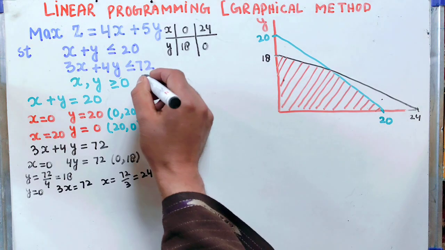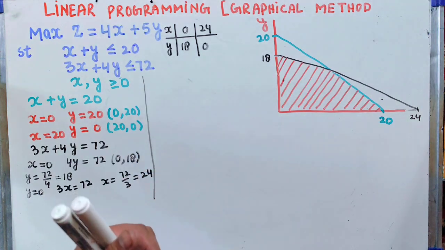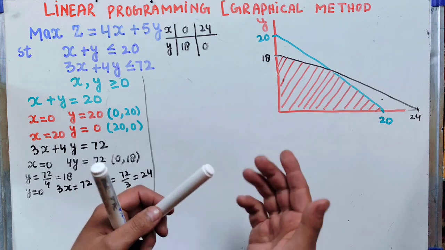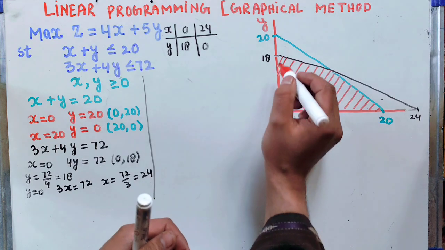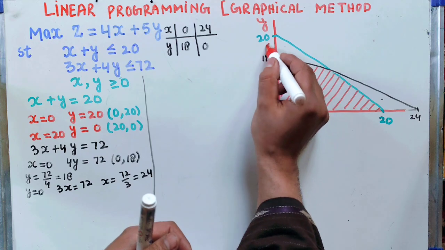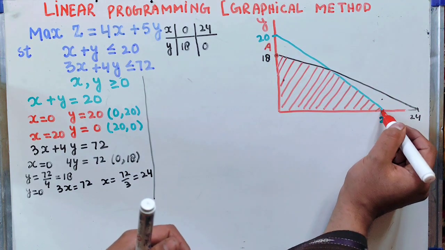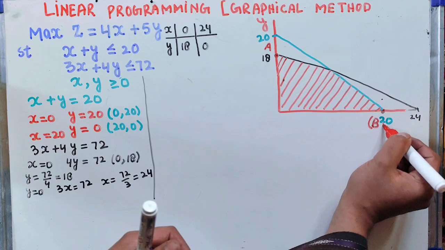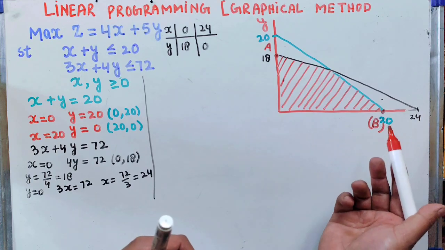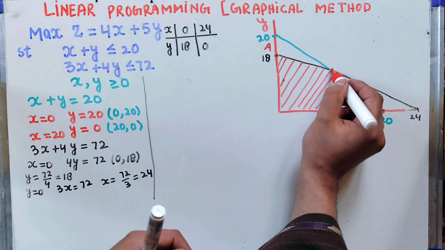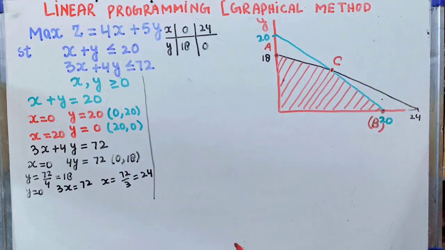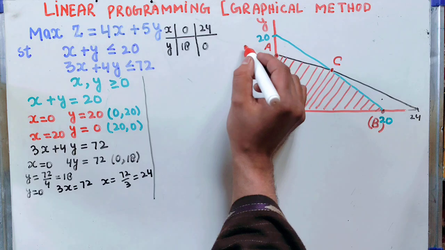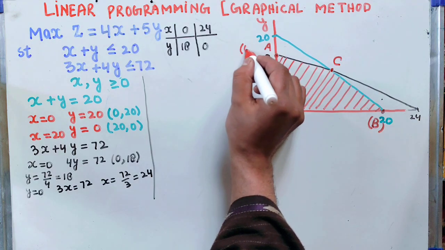Now we need to check our objective function at the feasible points. What are our feasible points? Let us say this is point A, and this is our point B, because feasible points lie on the feasible region. And what are the coordinates of the feasible region? Here the coordinate of A is (0, 18).